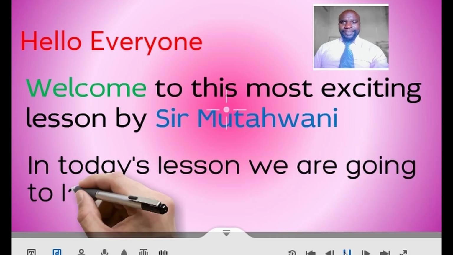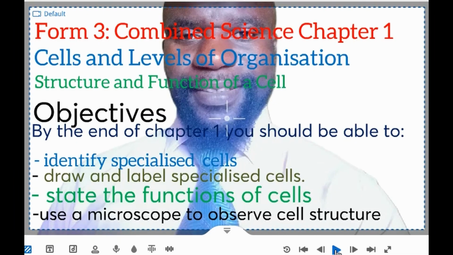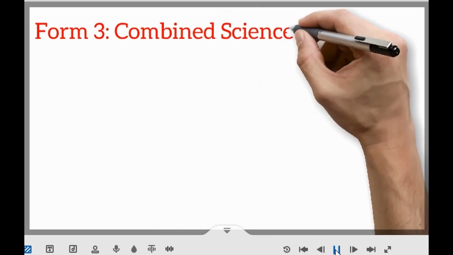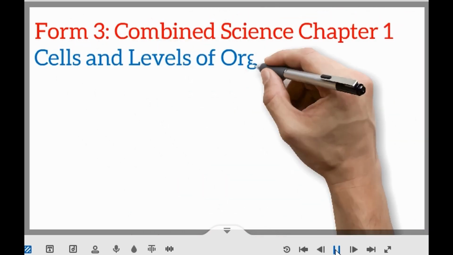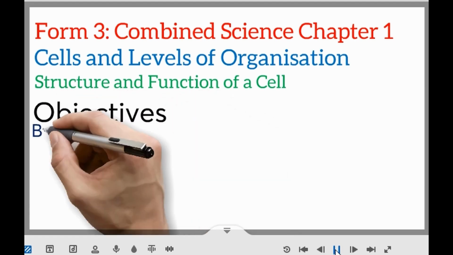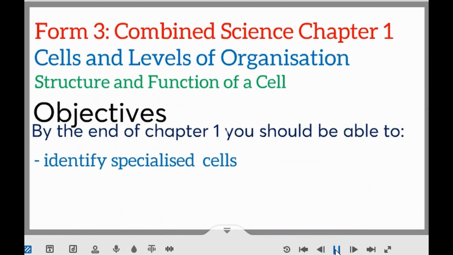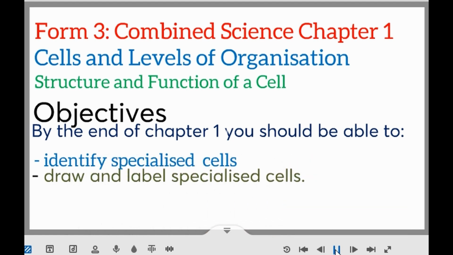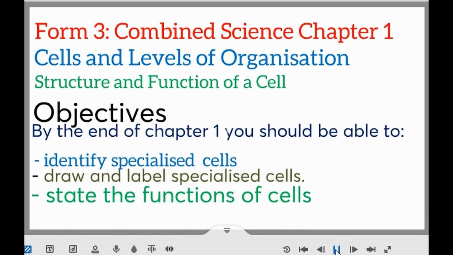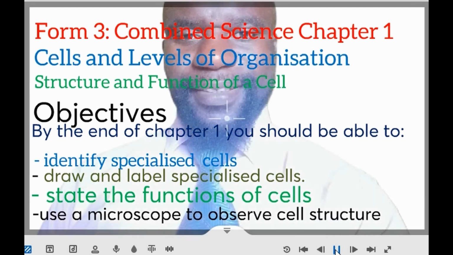In today's lesson we are going to learn about Form 3 Combined Science Chapter 1. Cells and levels of organization, structure and function of a cell. Objectives of the topic: by the end of the topic you should be able to identify specialized cells, draw and label specialized cells, state the function of specialized cells, and use a microscope to observe a cell structure.